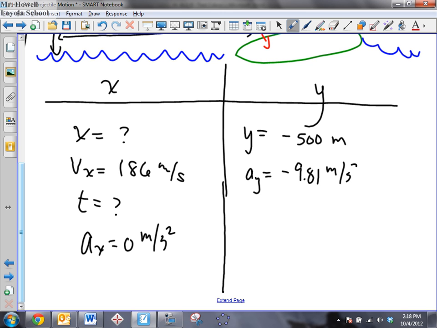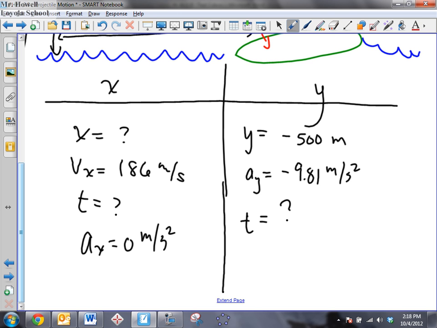Because it's always vertical, that's a constant. Vertical acceleration is always negative 9.81. This is horizontal; AX never has anything. Y is the vertical, like your y-axis. Think about your axes, guys. Use your axes. Y is vertical. Time is unknown still.